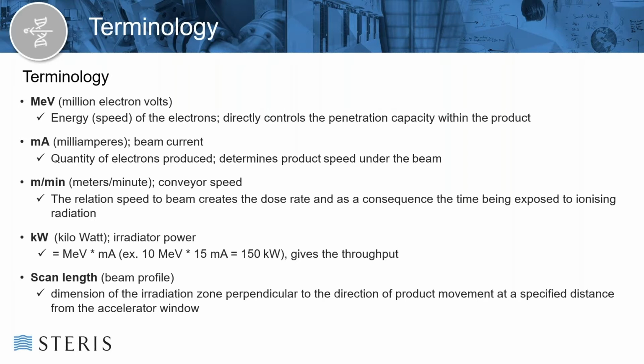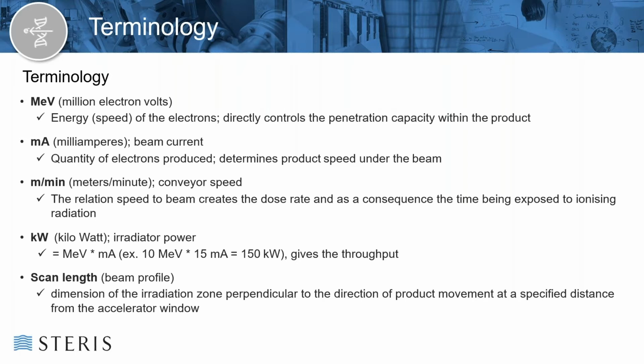So for the gamma processes that we have, we think of a timer setting, which is the amount of time that a product will sit at a certain location being exposed to the source. The analogous attribute for an E-beam is conveyor speed. Conveyor speed is the primary way in which we control the dose delivered to products. Kilowatts, kW, is the irradiator power. It gives our throughput for our machine in a basic fashion. I'll go over that a bit more in this presentation.